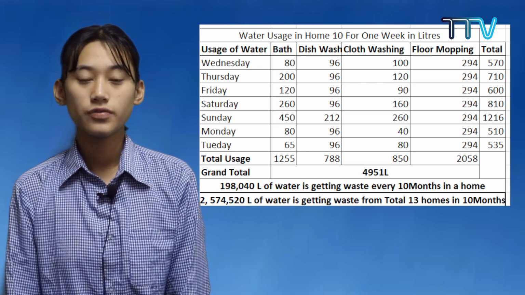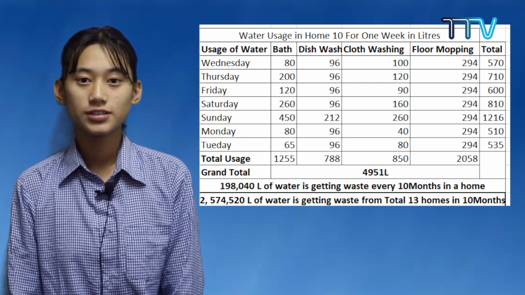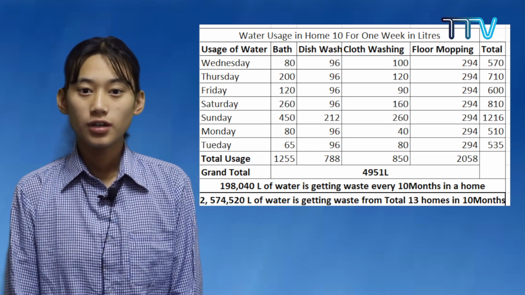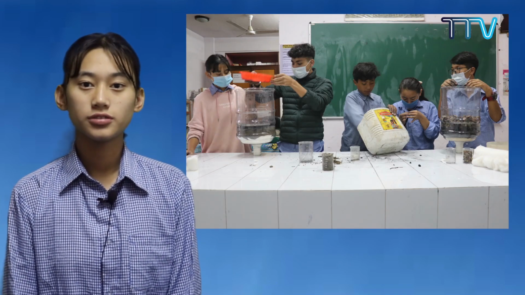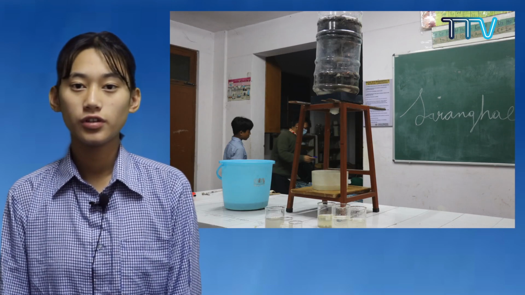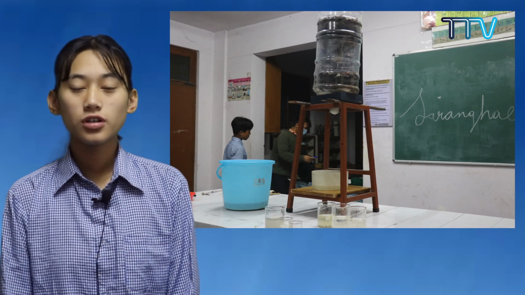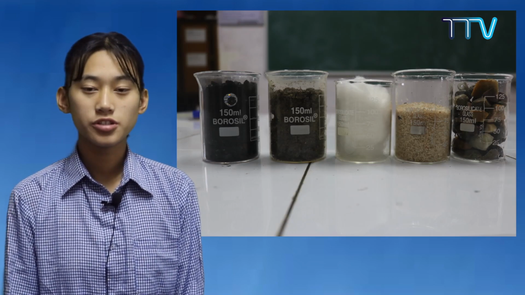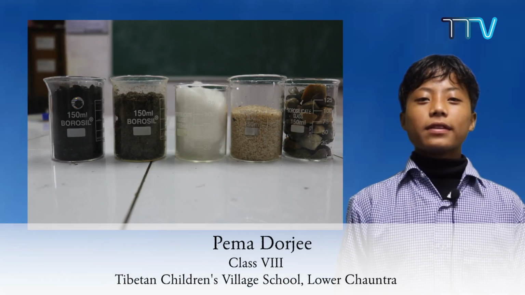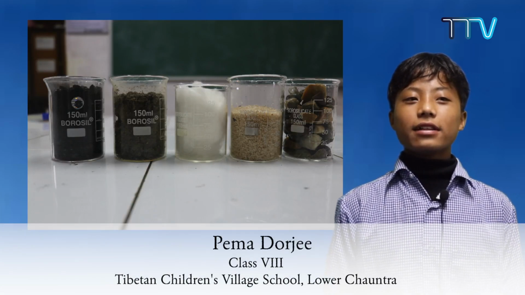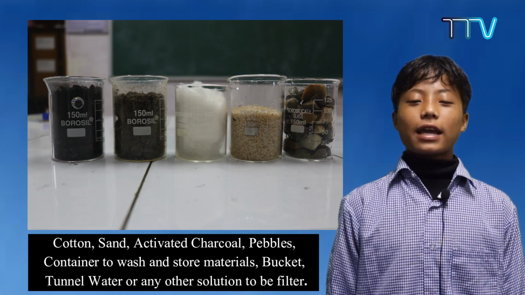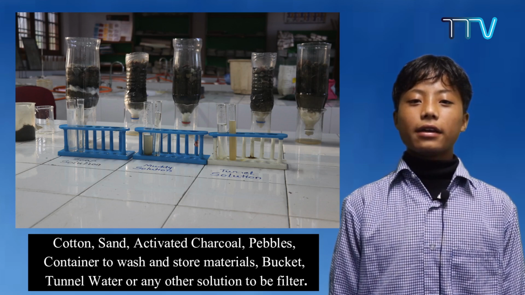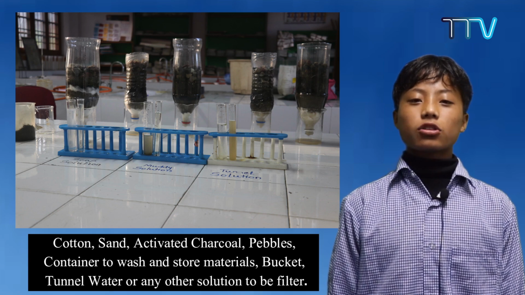What about treating this water to be reused in household activities such as the bathroom and maybe also for gardening purposes? So we came up with an idea to construct a model of getting cleaner water through the scientific concept of groundwater filtration. Before constructing a big model, we began to find more details about the factors responsible for natural groundwater filtration. To build the groundwater filtration model, the materials required are cotton, sand, activated charcoal, pebbles, containers to wash and store materials, a bucket, and tunnel water or any other solution to be filtered.